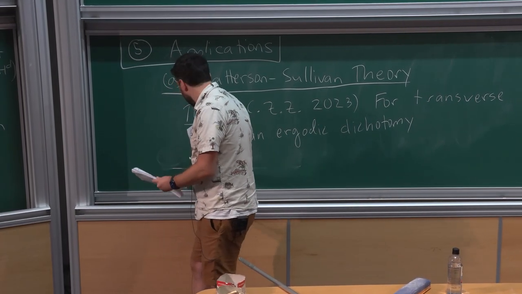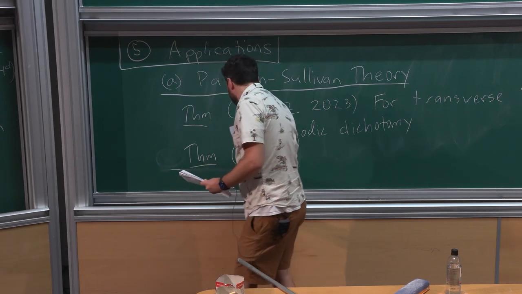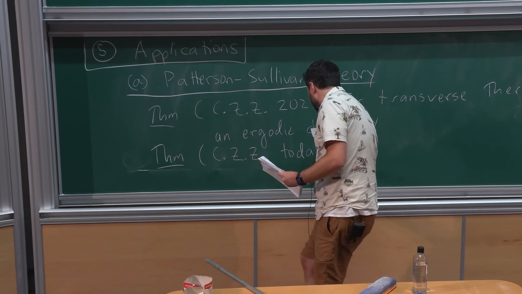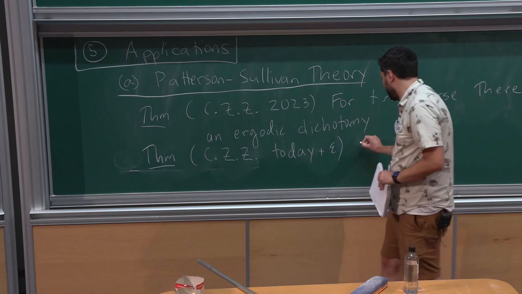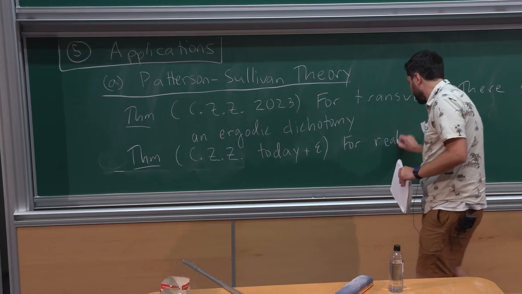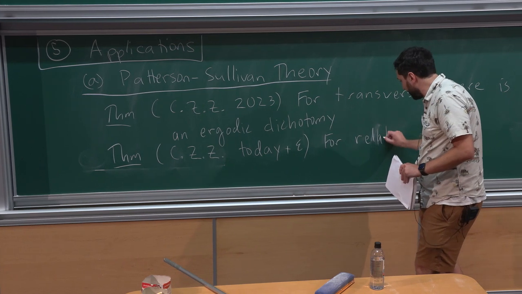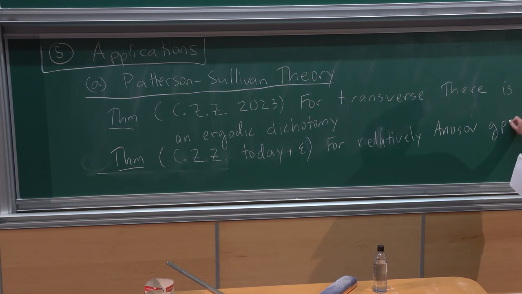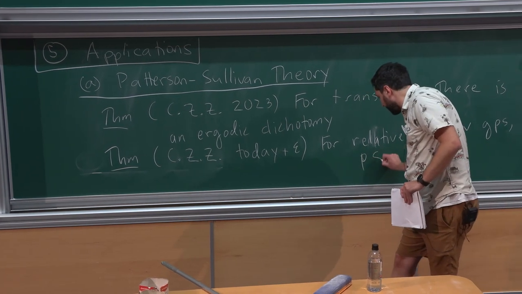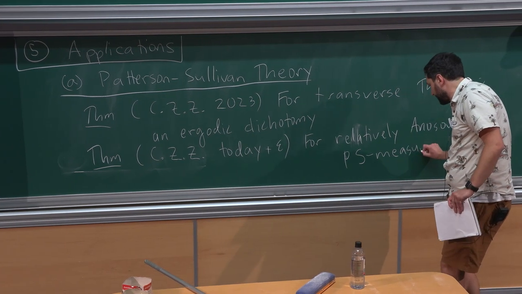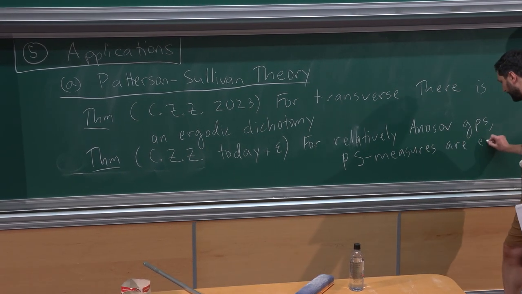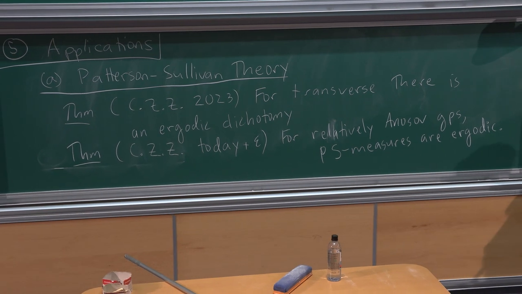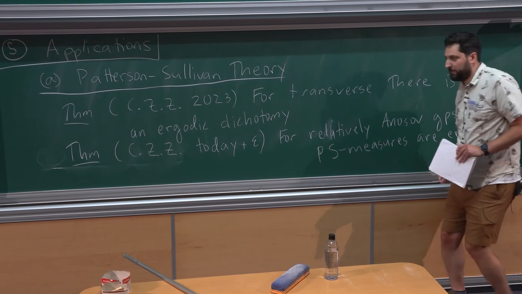What's the next thing? So then the next theorem. This is the today plus epsilon result. What that says is that for relatively Anosov groups, Patterson-Sullivan measures are ergodic. So you're always on the ergodic side of the dichotomy. We prove that, and that will appear shortly.